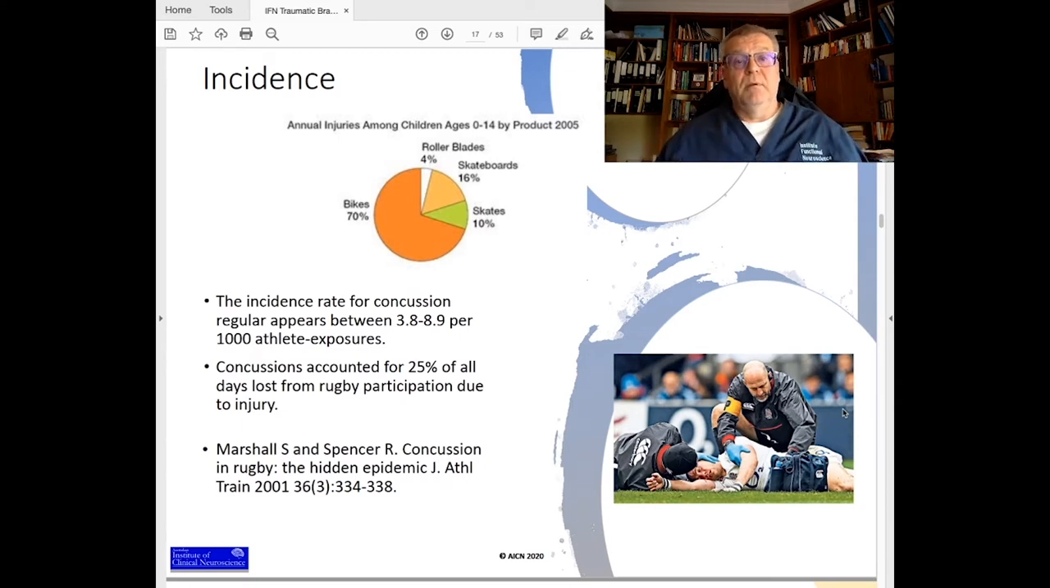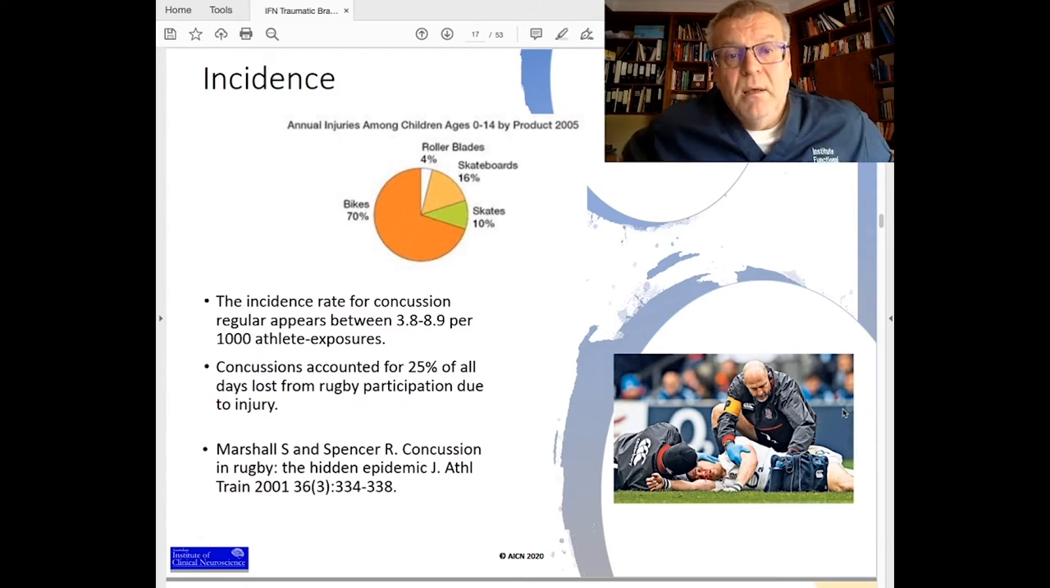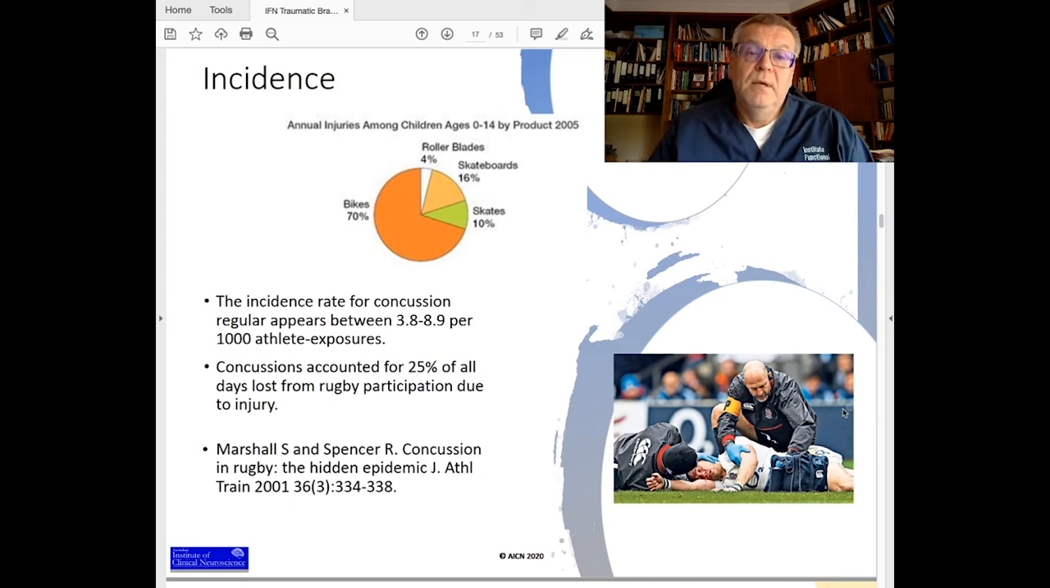Now, we know that concussions are extremely prevalent in things like rugby. In fact, 25% of all days lost in rugby are due to head injuries, mostly concussions. Now, we also have the recreational things that people do, so riding bikes and using rollerblades or skateboards, and even ice skating is starting to become popular in Australia, in warmer climates where they can support an ice making function.